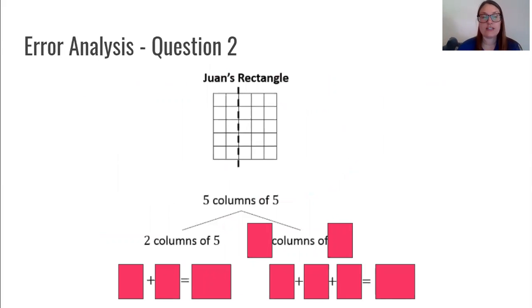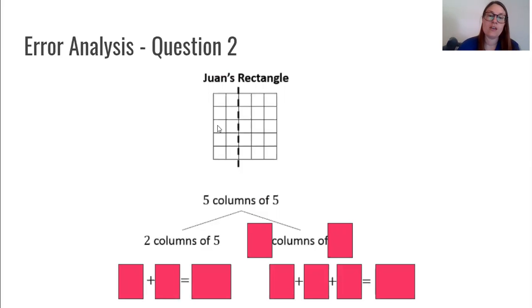The error analysis for question 2, there was a question for us about a rectangle that Juan created, and he added a partition. Okay, that's this dotted line here. He decided that array was pretty big, and he was going to split it into 2 smaller parts so that he could figure out how many tiles are in this array. So you could figure out the entire array, or, like we do with number bonds, you can split it into two smaller parts.